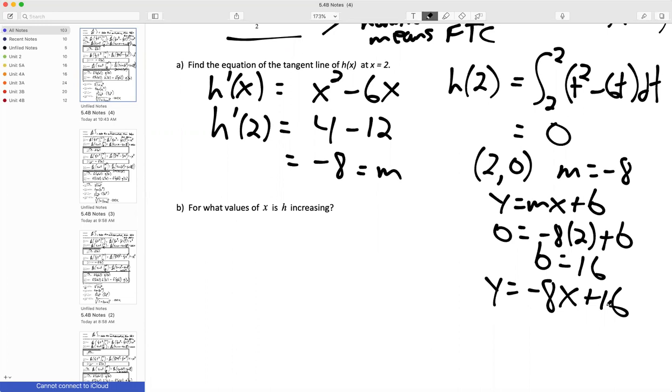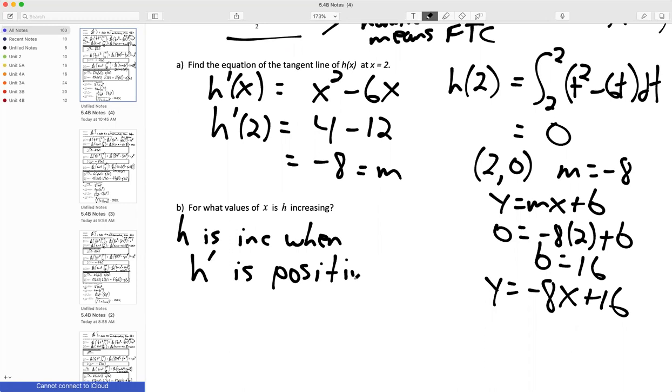All right. Well, finally here it says, for what values of x is h increasing? So I'm going to say h is increasing when h prime of x... So you're saying whenever the derivative, which is the slope, is positive, then the function is increasing. Okay. So h is increasing when h prime is positive.